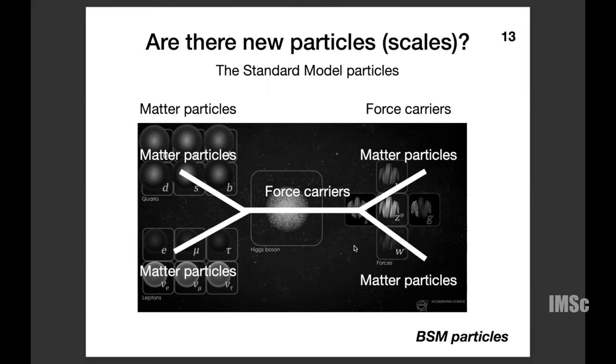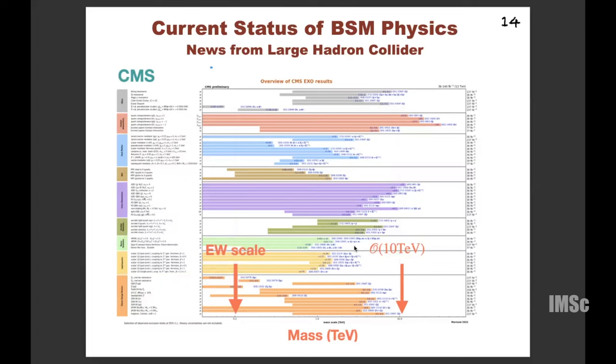You know, there have been many theories around. People have spent their lives constructing these theories, working on them. So what's the experimental status? As I said, these theories predict new particles. You have to find these particles in the experiment to confirm these theories. And nothing has been seen yet in the experiment.